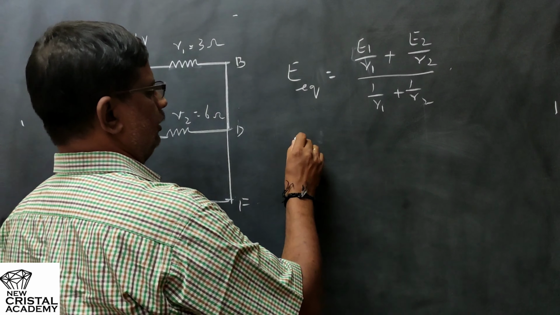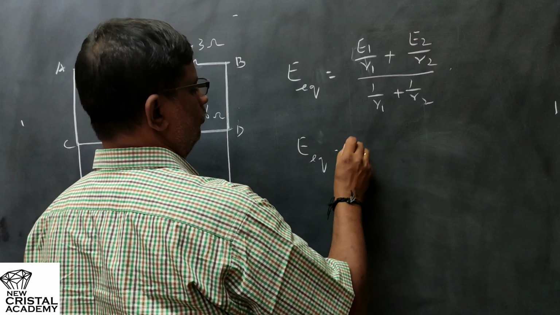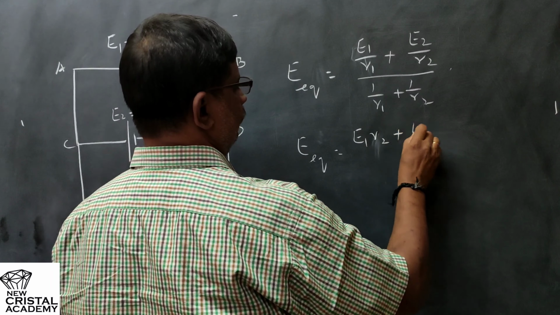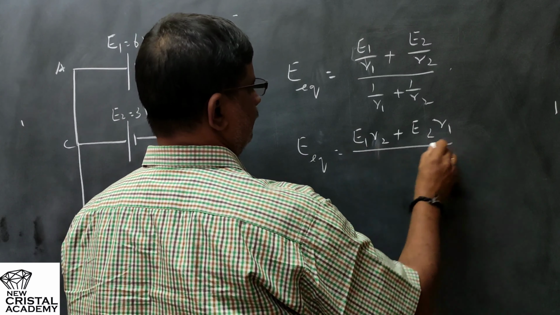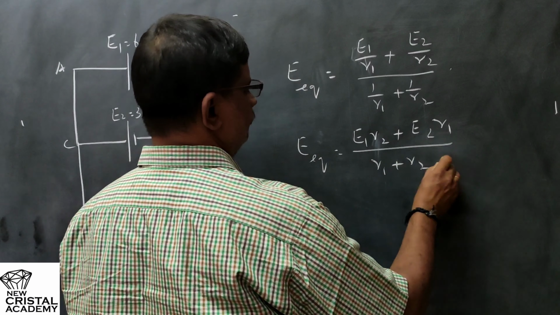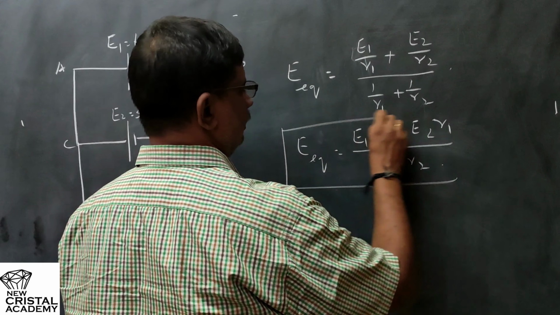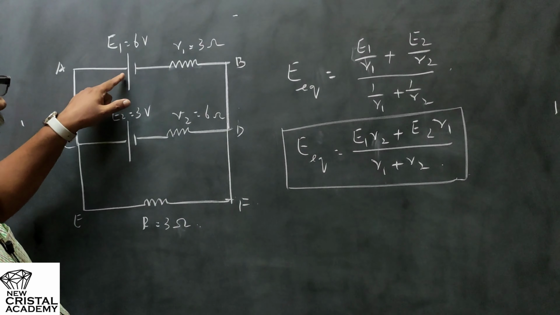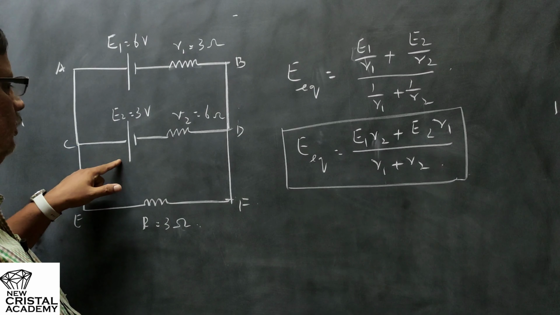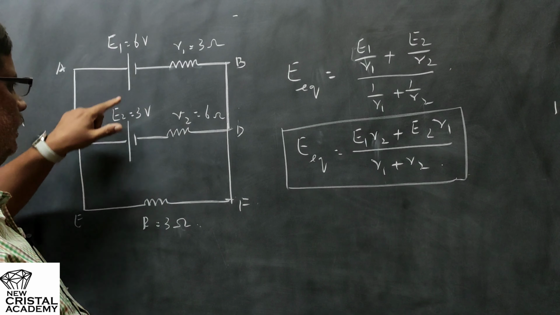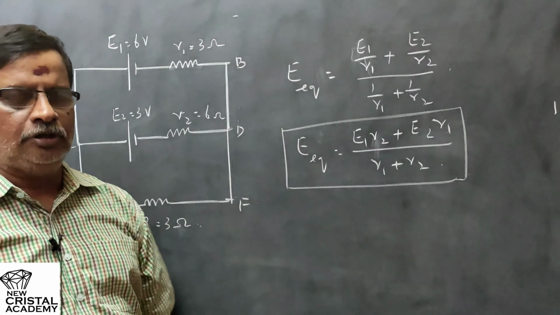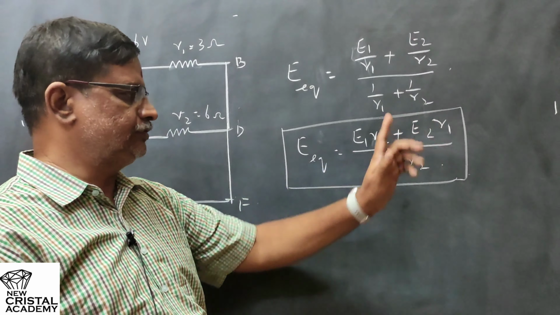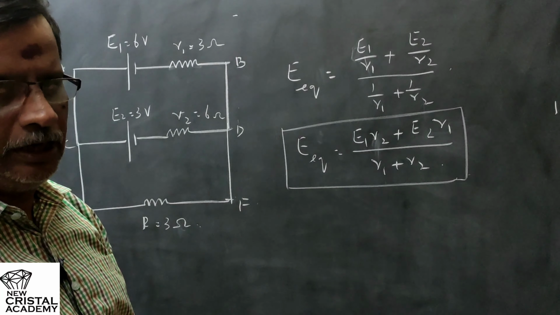Or we may write it as E equivalent equal to E1 R2 plus E2 R1, divided by R1 plus R2. That is the formula for finding the equivalent EMF of this combination. Remember, here the two cells are connected in such a manner that the positives are connected and the negatives are also connected. If one of the cells was reversed, then this would have been E1 R2 minus E2 R1 divided by R1 plus R2.